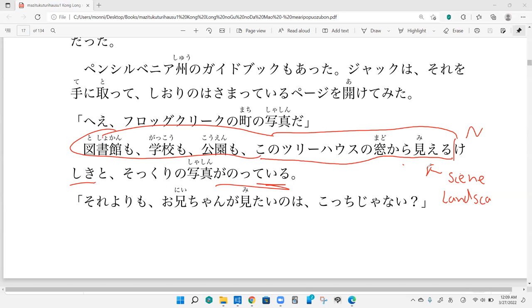So what does このツリーハウスの窓から見える mean? We got two hard words for you, 見える and 窓から.